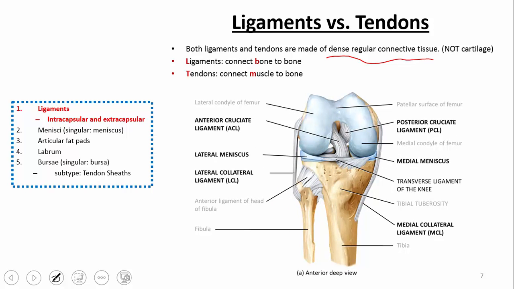So if we look at a diagram here, this is the knee, and you could see where we have these ligaments. You could see we have the posterior cruciate ligament and the anterior cruciate ligament. This ACL is a common one that's torn in athletics all the time. So this type of diagram, which ligament is which, we'll save that for lab. That's stuff that you're going to memorize in lab. But really here we want to focus on the difference between a ligament and a tendon, and know that both are made of this dense connective tissue.